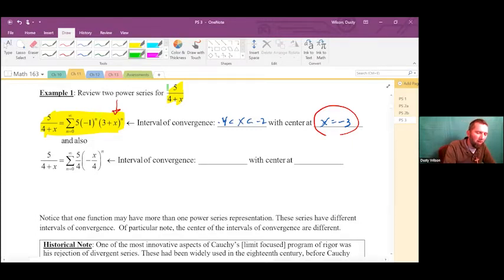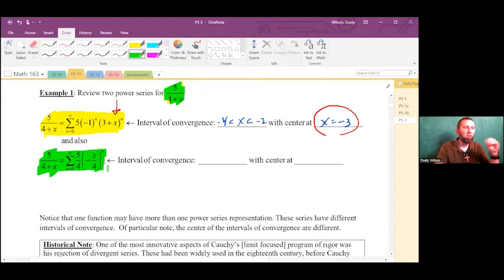We also have that same series, 5 over 4 plus x, could be written, using another version of the geometric series, as the sum from n equals 0 to infinity of 5 over 4 times the quantity negative x over 4 raised to the nth power. We didn't go over this one earlier, but you should be able to see that you could factor a 4 out of the denominator. That gives you that 5 over 4. And then you could rewrite the plus x, which is now a plus x over 4, as a minus negative x over 4. And hence, that's where the negative x over 4 comes from.